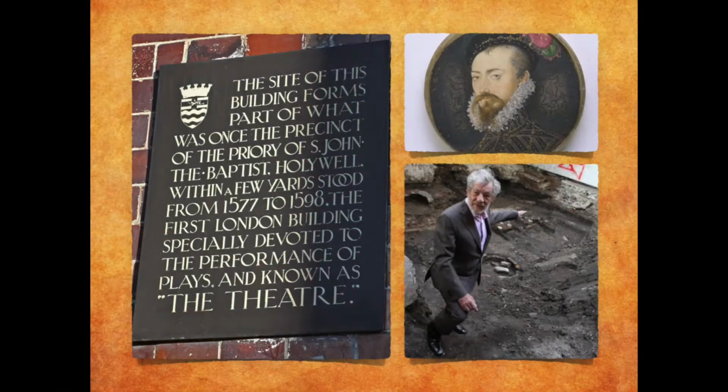And then you'll see a plaque on one of the buildings on Curtain Street that says that this part of London was in the precinct of the Priory of St. John the Baptist and Holywell, and there in 1577 the first theatre building existed. In fact, that plaque is in the wrong place again. There were two theatres in this district at the time. One was called the Curtain and the other was called the Theatre.